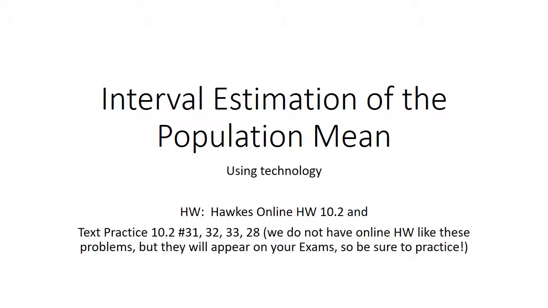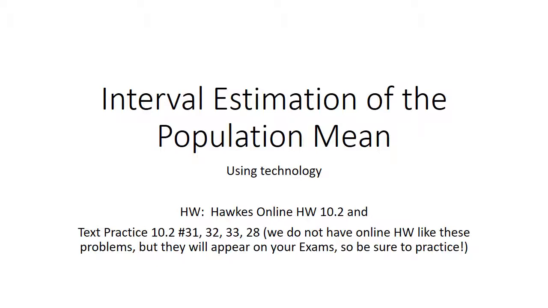So we have some online homework in this section, homework 10.2, and some practice problems out of the textbook. Make sure you do those. We do not have online homework like these problems, but they are going to be on your exams. One of the things you're going to need to do is interpret a confidence interval. You'll have to say in words what it means and also find your confidence interval using a t-distribution.